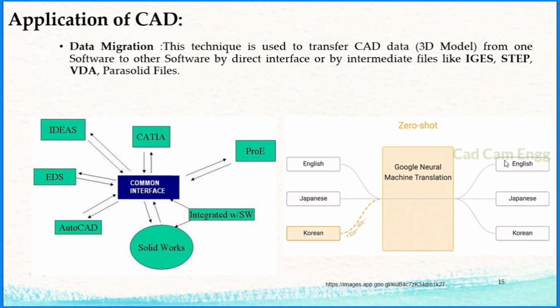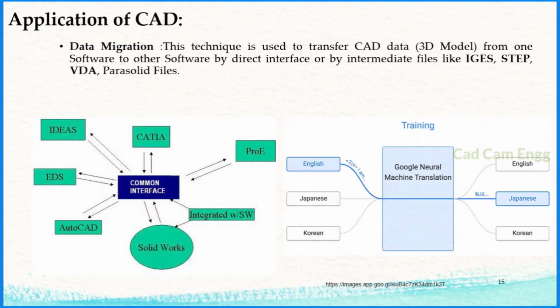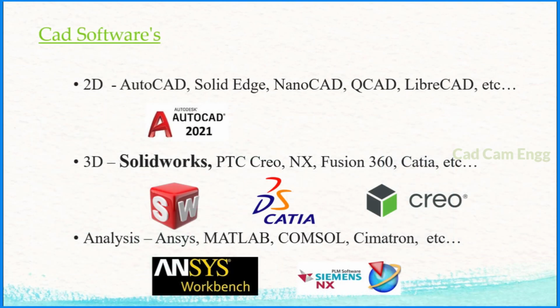On the right side you can see, nowadays we are using Google Translate. It changes one language to another language. Same like that, this data migration changes one model format to another model format, one software format to another software format. So this is the importance of the application of CAD. Next, these CAD softwares we are going to divide into 3 different categories: 2D, 3D and analysis softwares. Even though some technical people call them level 1 software, level 2 software, level 3 software, like that also.